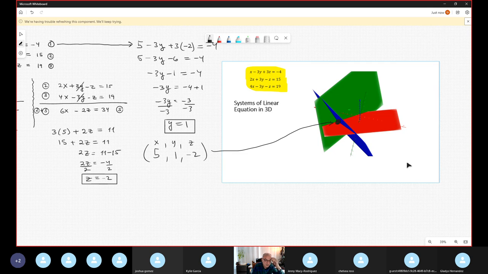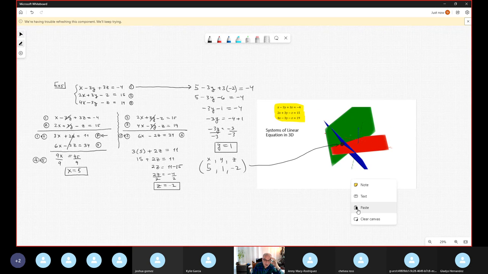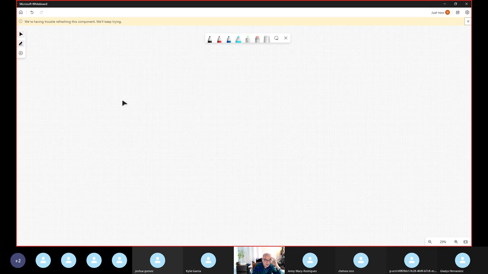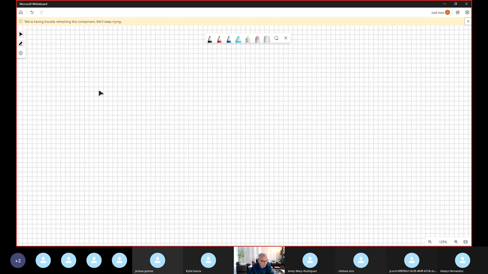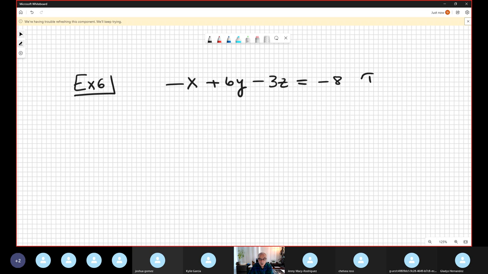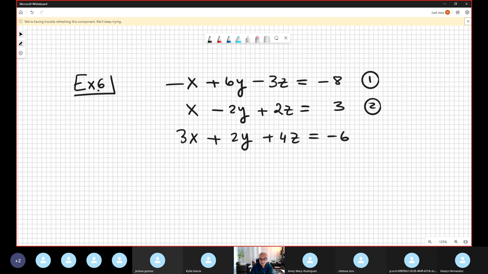Now this is 6. Example 6. It's very, very interesting. And it brings me a new thing. Example 6. The system: minus x plus 6y minus 3z equal negative 8. Equation 1. x minus 2y plus 2z equal positive 3. Equation 2. And 3x plus 2y plus 4z equal minus 6. This is my system, a linear system of equations in 3D.